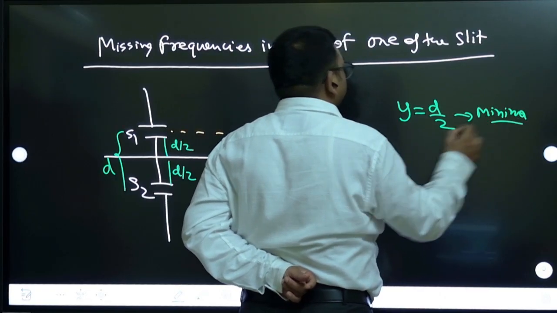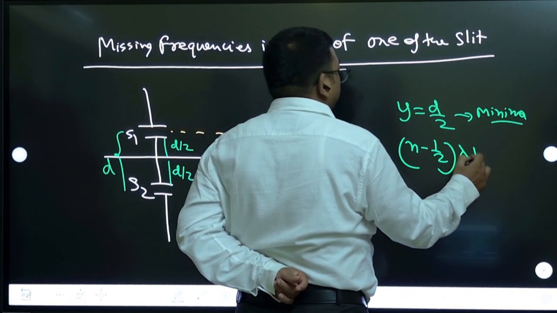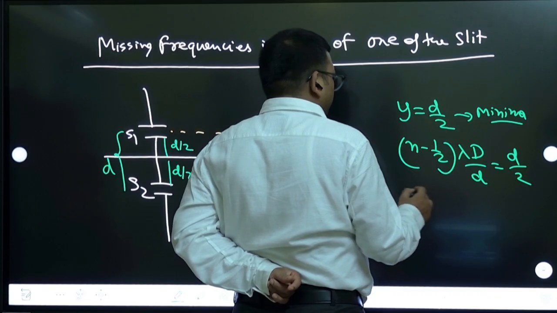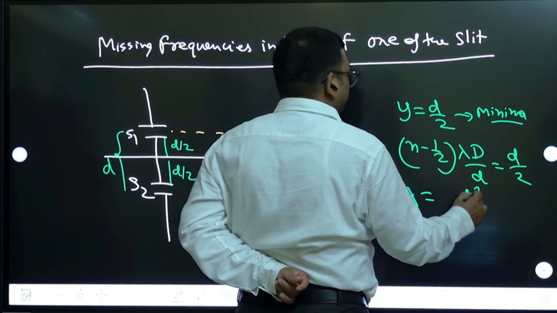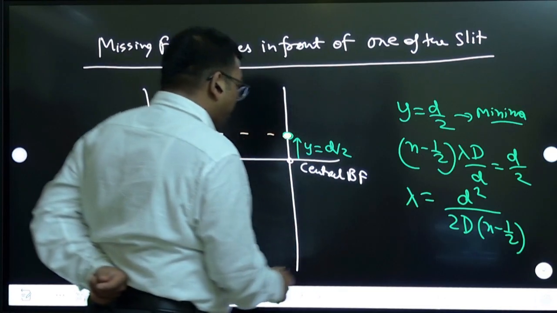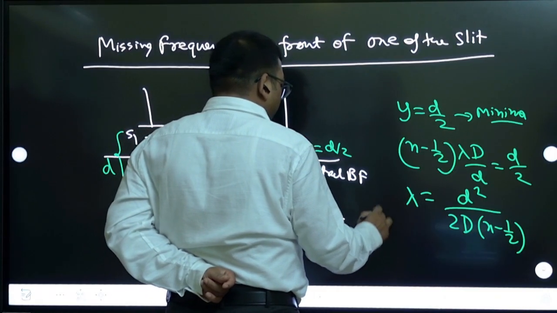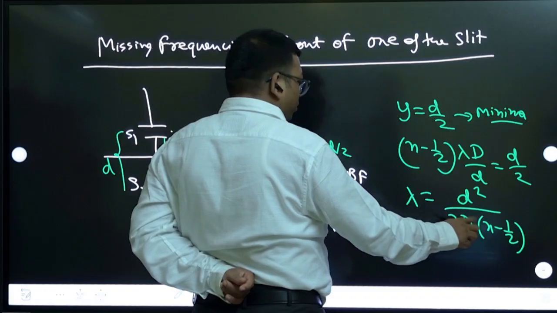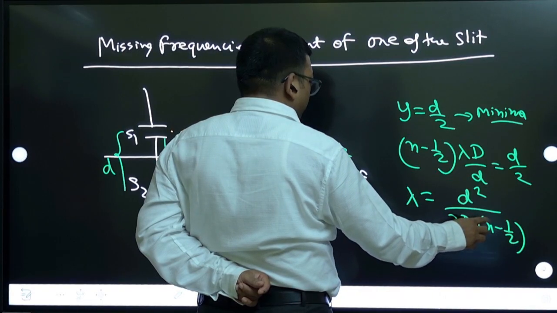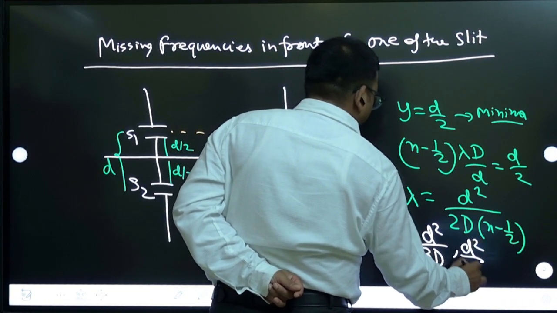Now try to apply the minima condition. The minima condition is y equals (n minus half) into lambda D by d. If you apply it here, you will be able to calculate lambda. Lambda will come as d square by 2D into (n minus half). Now try to put the values of small n here. Let us put 1. So lambda will be d square by (1 minus half) capital D. If you put n equal to 2, it is 2 into 2 minus 1, that is 3, so d square by 3D. Then d square by 5D.